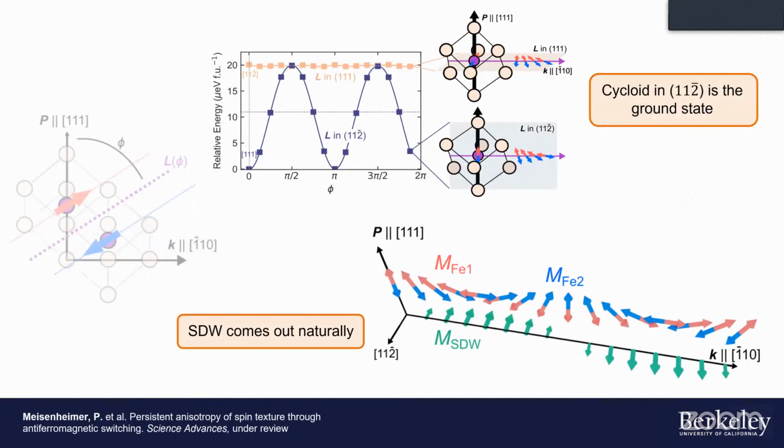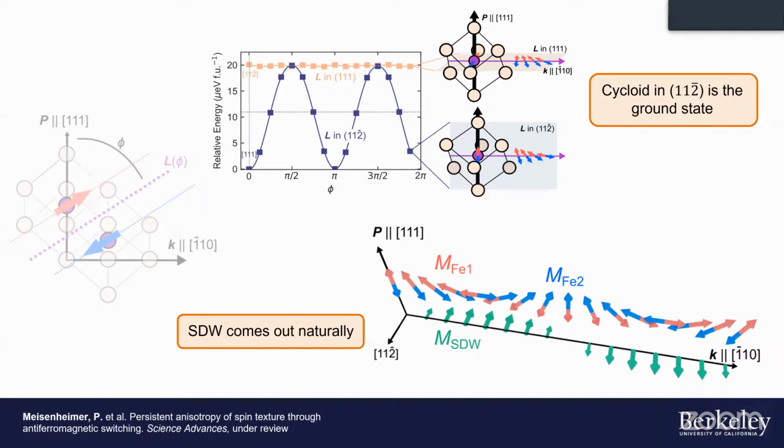Now, we think this is right, and we think we can do this because we've done a good amount of control experiments. The cycloid exists in the 112-bar plane, with the polarization along the 111. If we try to rotate these spins in another plane, we get much higher energy values. So we can recover the generally understood definition of the cycloid from doing it in this way. So that's great.